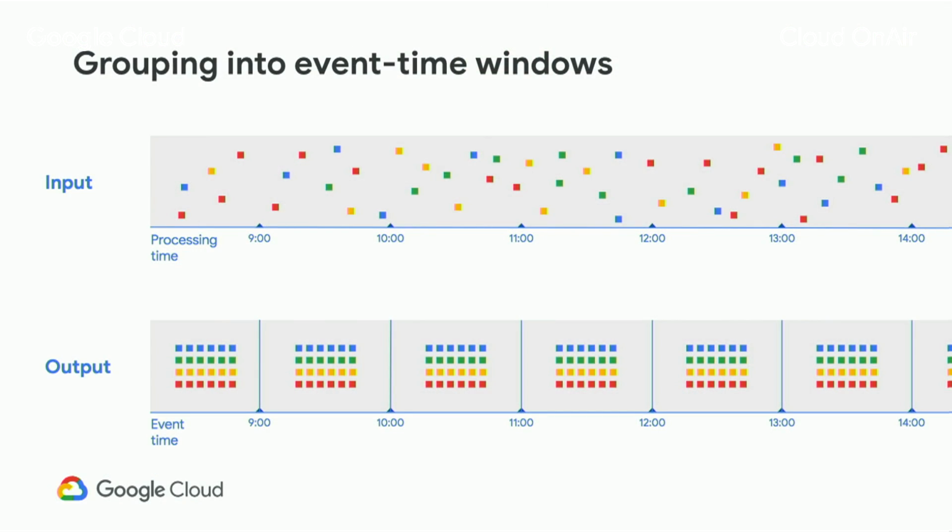But users actually don't want to deal with processing time. This is not what their business represents. They want to be able to deal with event time. They want to be able to take the input stream and divide it into nice windows based on the event time, and then run aggregation operations based on time windows defined on event time.